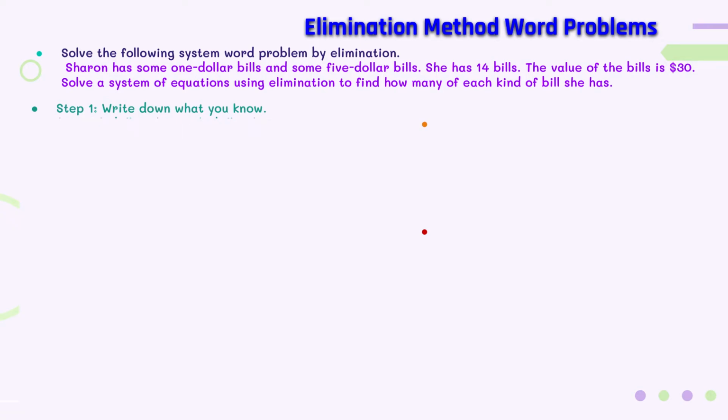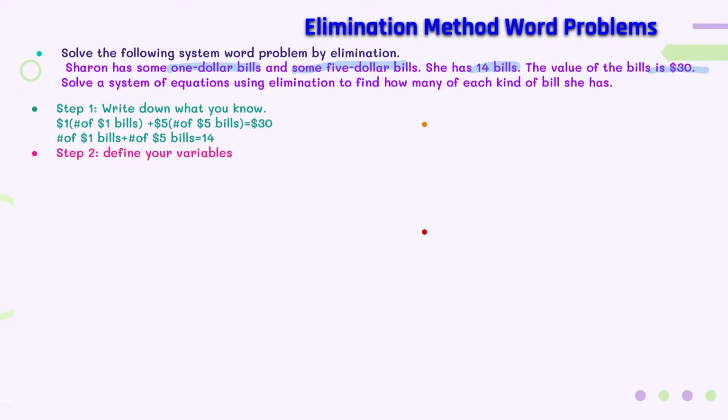So step 1 is write down what you know. So what do we know here? We know that she has some $1 bills and some $5 bills, and in total she has 14 bills. And we also know that the value is $30. So what do I know? I know that $1 times the number of $1 bills plus $5 times the number of $5 bills is $30. I also know that the number of $1 bills plus the number of $5 bills is equal to 14.